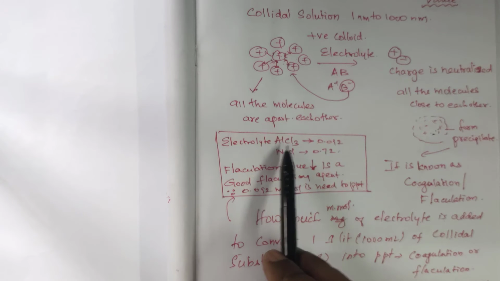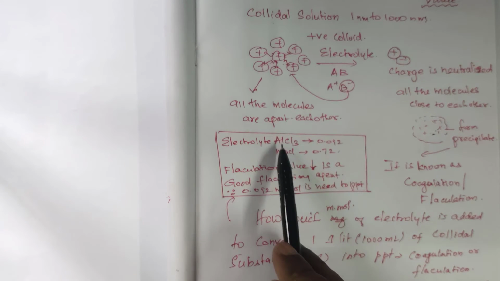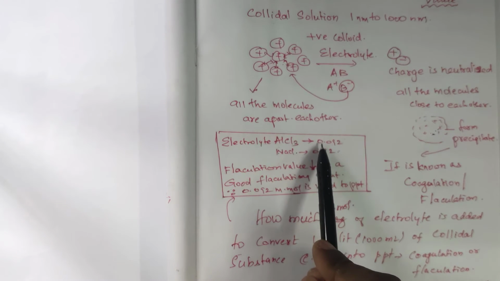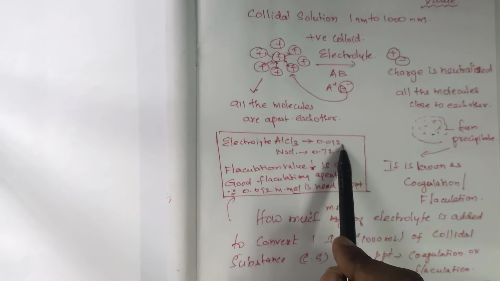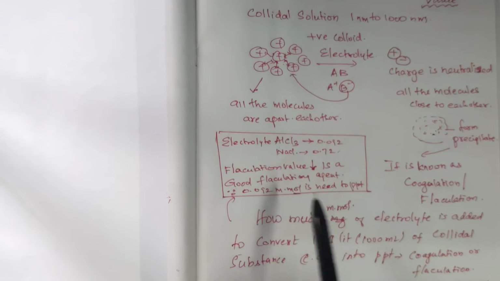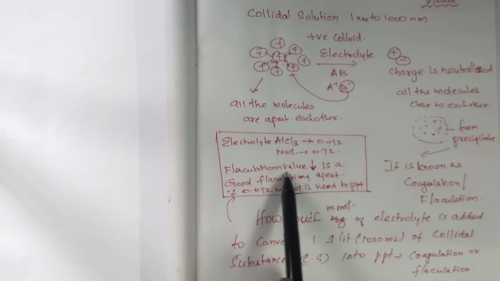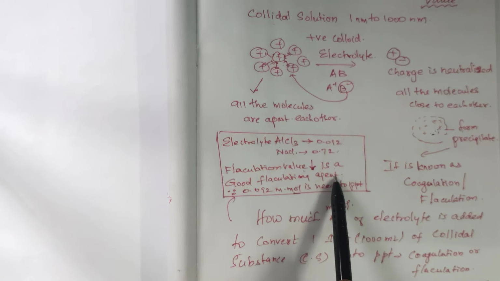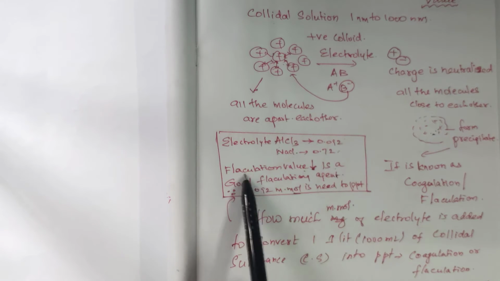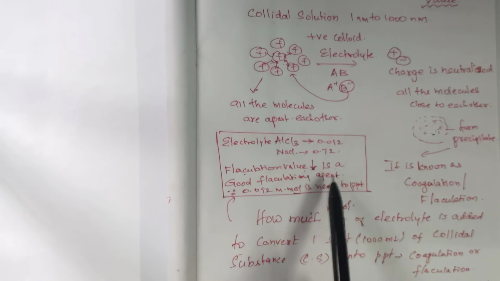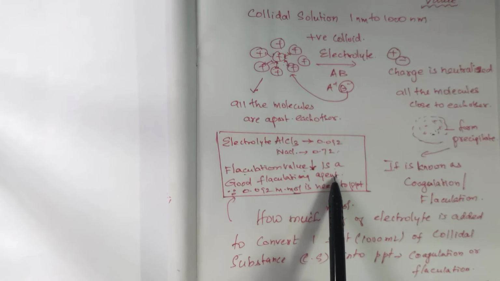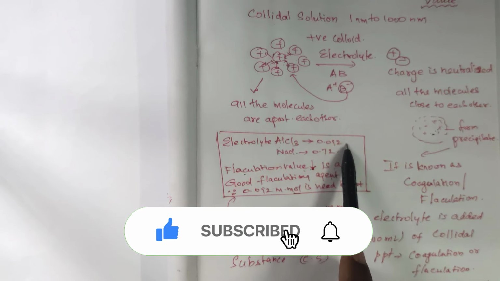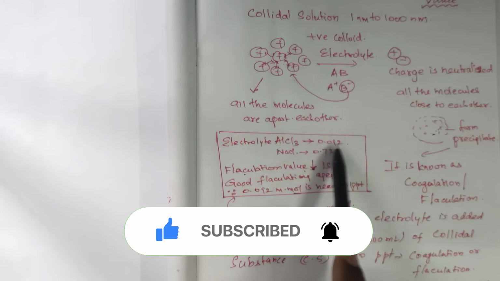Suppose we have 2 electrolytes like AlCl3 and NaCl. AlCl3 has a coagulation value of 0.092 and NaCl is 0.72. Here the flocculation value decreases. It is a good flocculating agent. It's a very important trick. When the flocculation value decreases, it is a good flocculating agent. It can make a precipitate very easily. Here AlCl3 has a lower value. Therefore AlCl3 is a good flocculating agent.